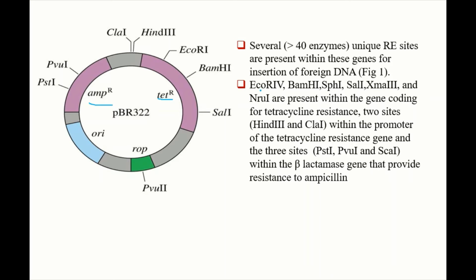For example, we have EcoRV, BamHI, SphI, SalI, SmaI, and DraI present within the gene coding for tetracycline. You can see these ones. Then we have others that are within the ampicillin, that is PstI and PvuI. And then we have others that are within the beta lactamase gene that provides resistance to ampicillin. And those are the various restriction sites.